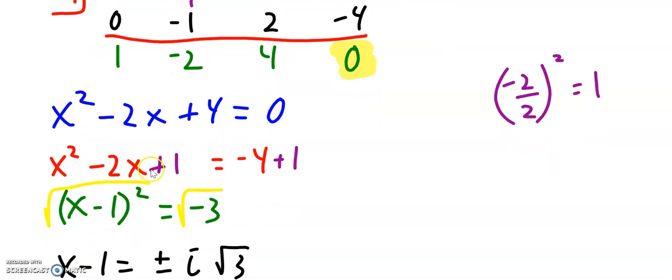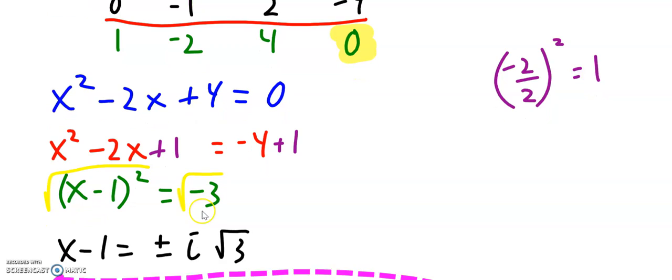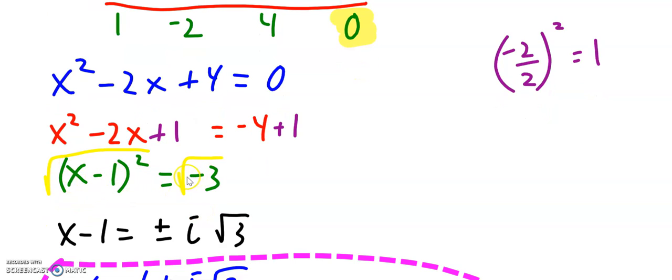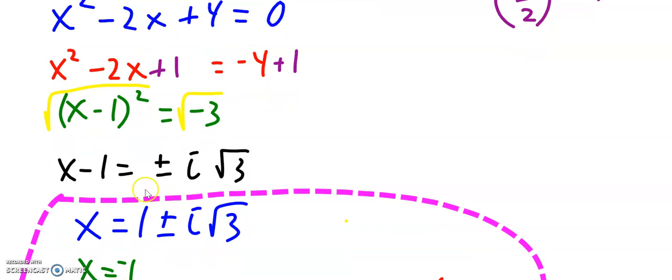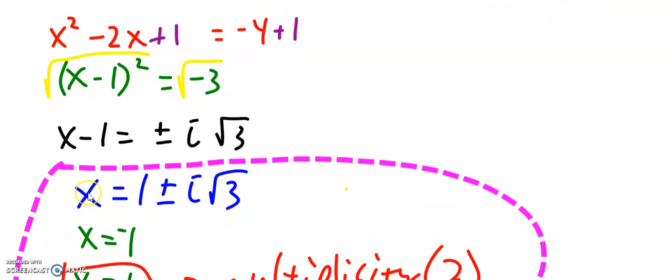Now remember, the whole point of doing that is that it creates this perfect square trinomial, which is always going to factor into two quantities that are exactly the same. So in this case, that's x minus 1 squared. And then this side becomes negative 3. Now I can solve, take the square root of both sides. The square root of negative 3 is i root 3. I need the plus or minus, and then I add the 1 over to the other side. So that's how I get x equals 1 plus or minus i root 3.